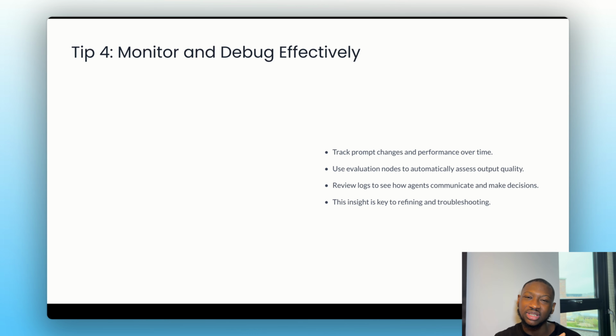Did the agent actually improve? If not, improve the prompt again. Then, as I said, use the evaluation node to automatically assess output quality, and review logs to see how the agents communicate and make performance decisions. This insight is key to refining and troubleshooting.